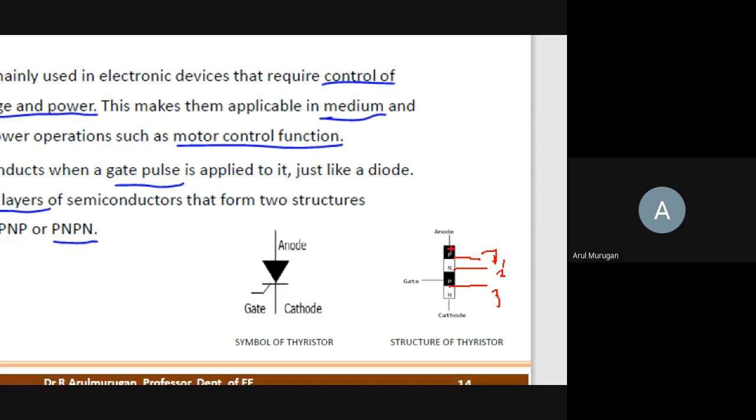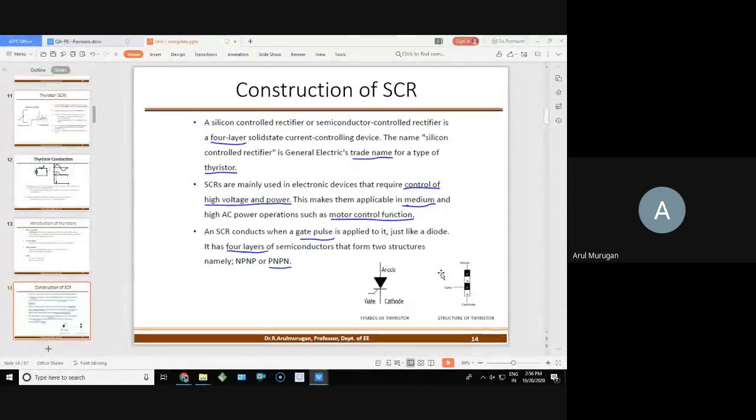What are the layers? P N P N, 4 layers. P for the anode, N for the cathode, and the other P, the center P, is for the gate terminal. Okay, then you are going to look at it.